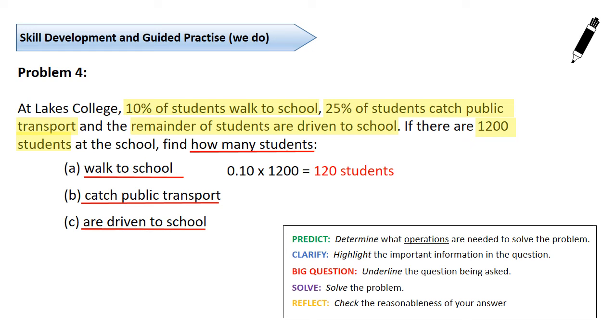10% of 1,200, or 0.1 times 1,200, is 120 students. 25% catch public transport, so that's 0.25 times 1,200.